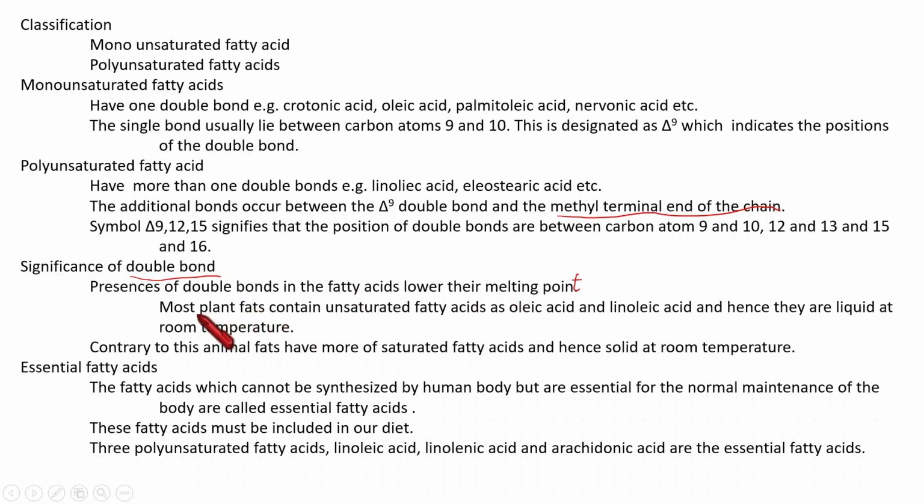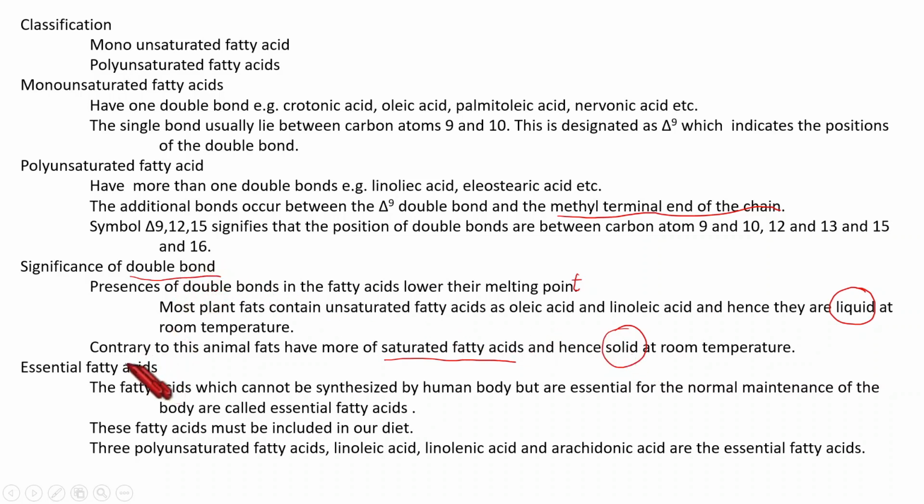So that is why most plant fats are unsaturated. They contain unsaturated fatty acids like oleic acid and linoleic acid. So that is why most plant fats exist as liquid at room temperature. While animal fats contain more saturated fatty acids. That's why they are solid at room temperature. So that's the significance of the double bond.